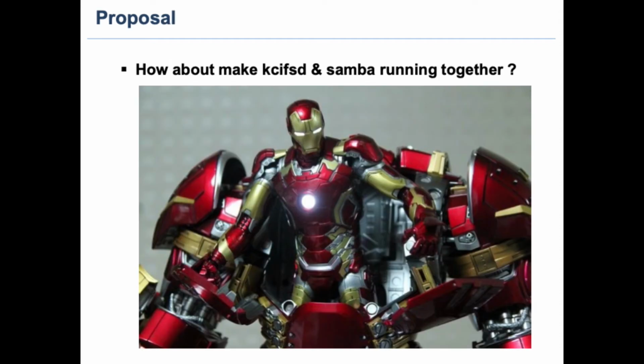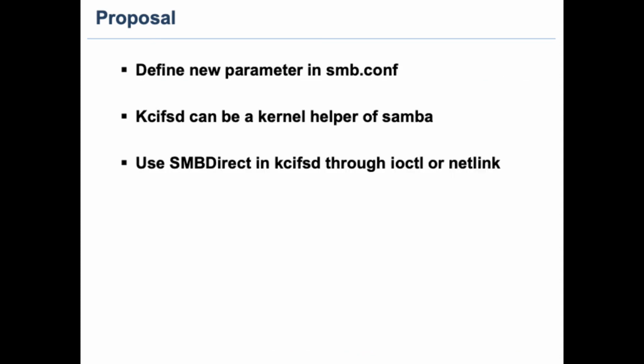How about making cifsd and Samba run together? Can you find some idea to improve the performance of Samba with a kernel helper? So Samba and cifsd could work together through a new parameter of smb.conf. cifsd can be a kernel helper of Samba to optimize performance. So as a first step, let's co-work so that Samba uses the SMB Direct feature in cifsd through an IOCTL or Netlink interface.